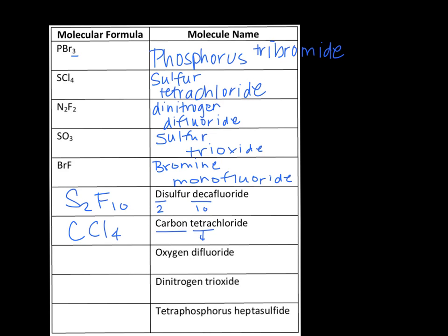All right. Oxygen, we only have one because there's no prefix. And then we have di, so that means 2 fluorides, or fluorines. After that is 2 nitrogens and 3 oxygens, and then we have 4 phosphorus and 7 sulfurs.